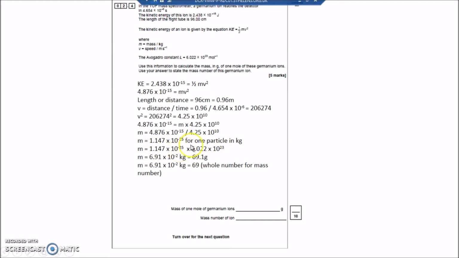Now then, I can work it. That's for one particle, by the way. This is the mass of one particle. We're only talking about one particle going down the tube. So if I multiply by Avogadro's number, 6.022 times 10 to the power 23, I'll work out the mass of 1 mole of particles.